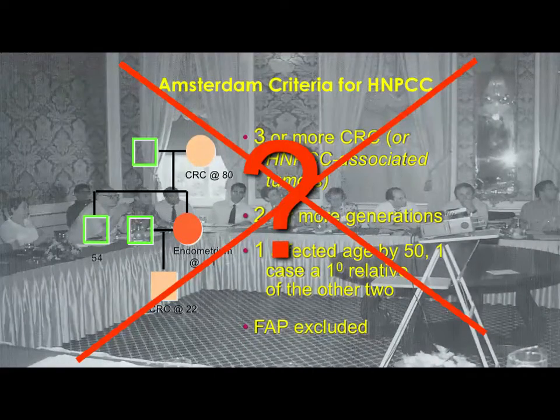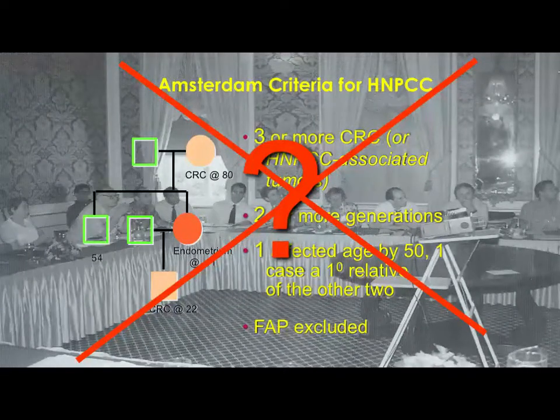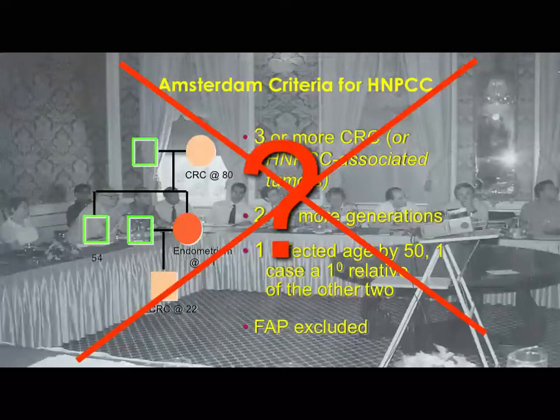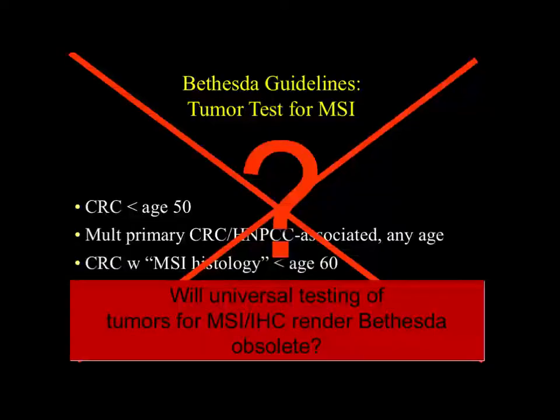So the Amsterdam criteria that you probably learned about in medical school, I'm here to say are obsolete. Nobody cares about this anymore because most of the cases that we find that have mutations don't meet the Amsterdam criteria anyway, so forget about them. Also, forget about the Bethesda guidelines. Sorry for those of you that were involved in those.